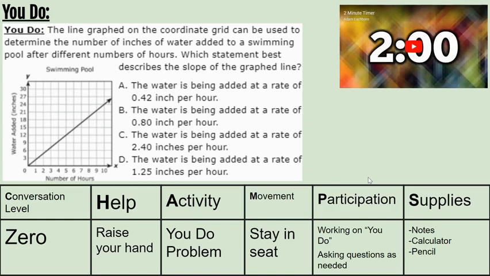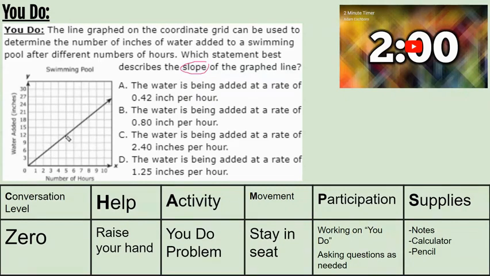So the line graphed on the coordinate grid can be used to determine the slope of inches of the water added to a swimming pool after a different number of hours. Which statement best describes the slope? So we need to find the slope here of the graph line.